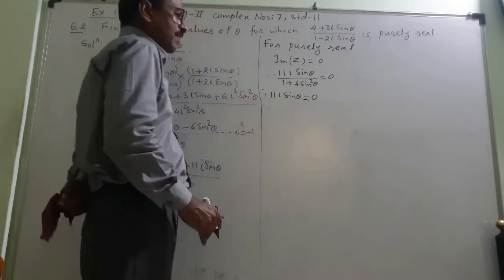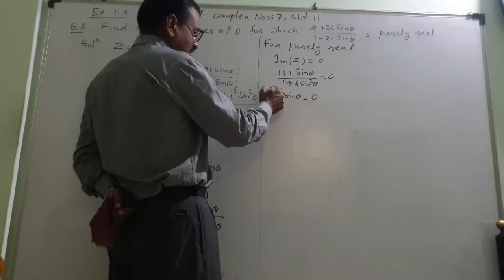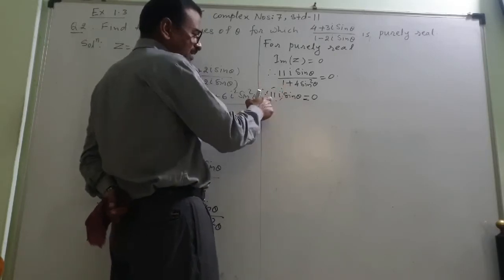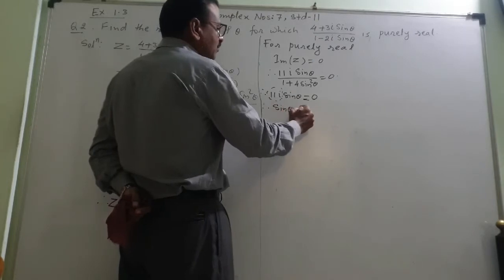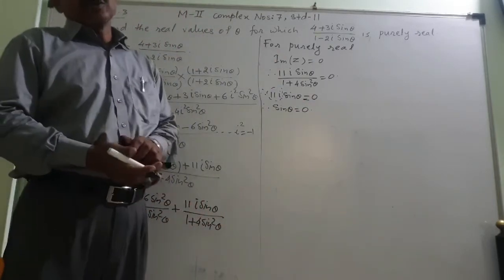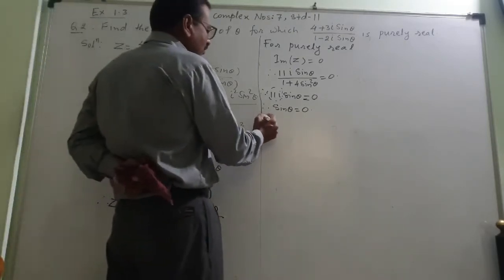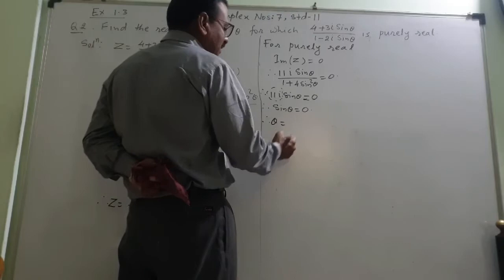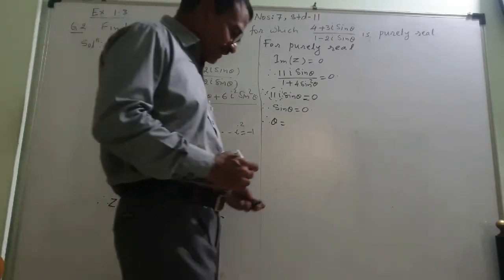Therefore, this cannot be 0. If I divide by this, 11i sine theta should be equal to 0. Understood this? Okay. But what is that theta? Therefore, theta is equal to, that I have to write. Sine 0 is 0.